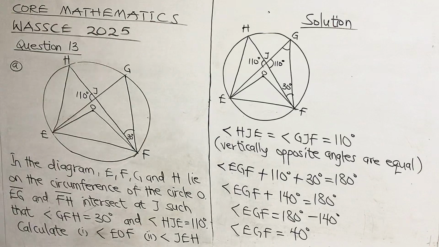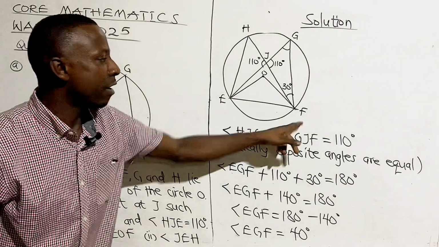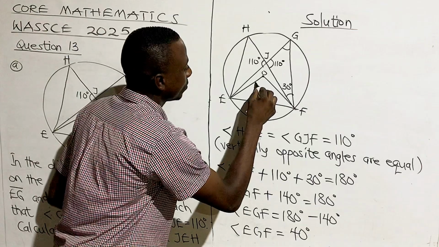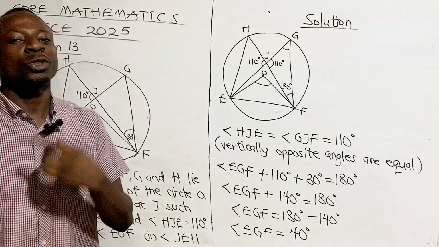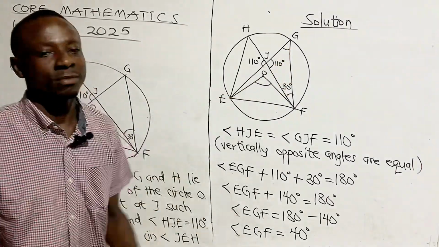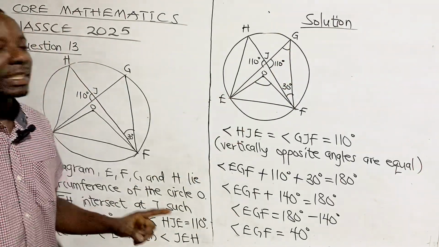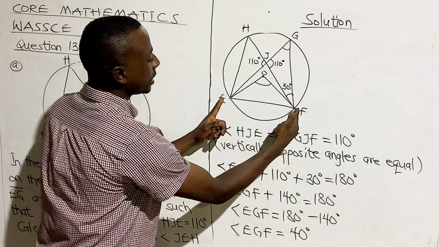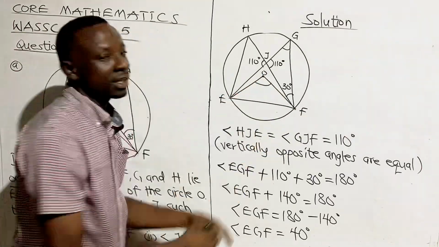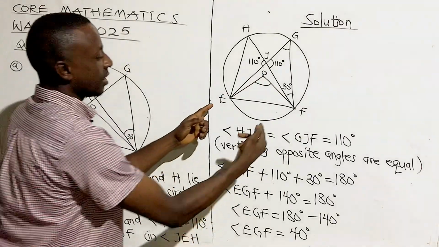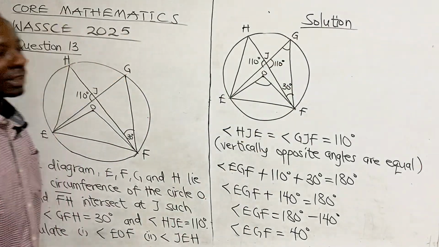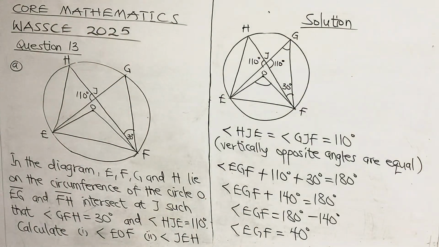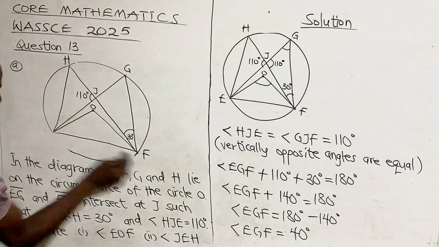Now the first part of the question is to find angle EOF here. Now the angle here is twice the angle here. So the angle subtended by chord EF to the center is 2 times the angle subtended by the same chord EF to the circumference of the circle. So now let's look at how it is done.